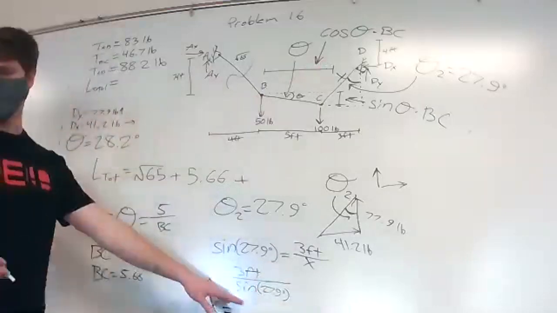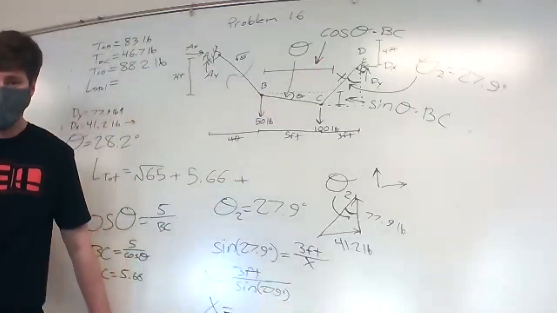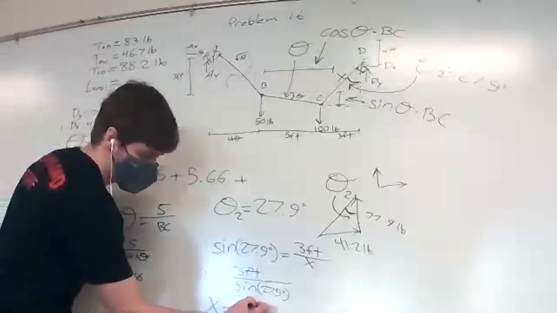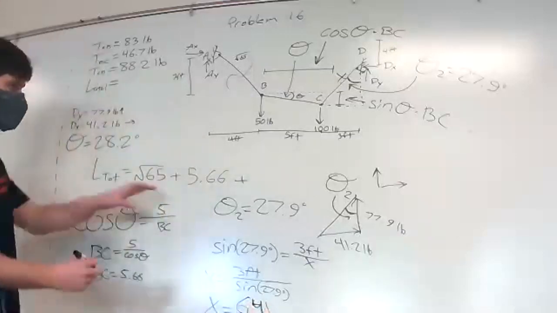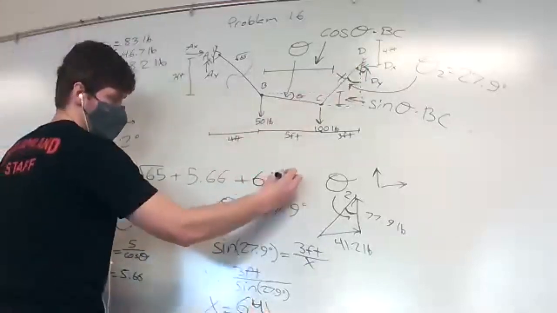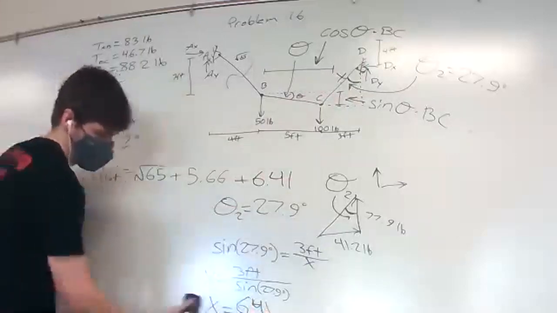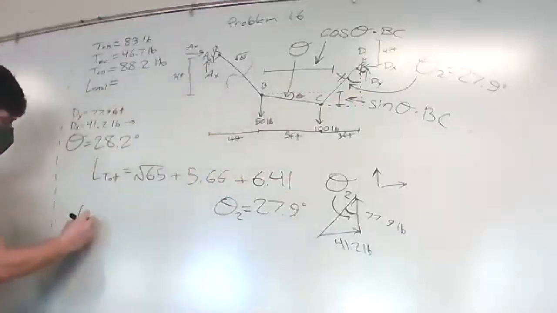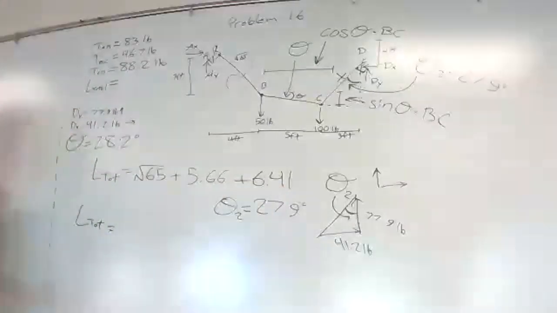And then if you could, sorry, you're like my calculator guy. 6.41. Okay, so we found the full length for CD. So we can say L total is equal to all three of these things added up.